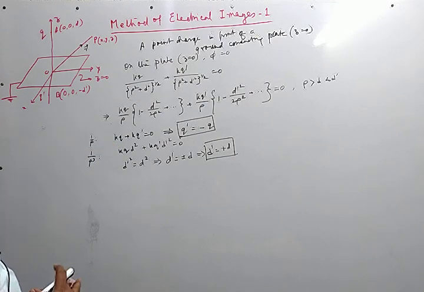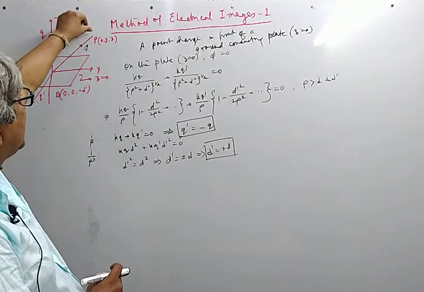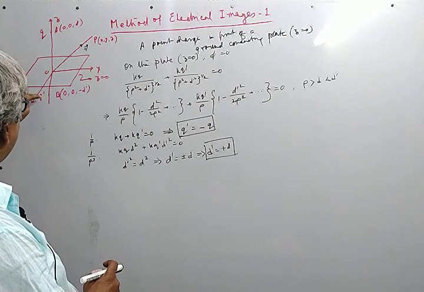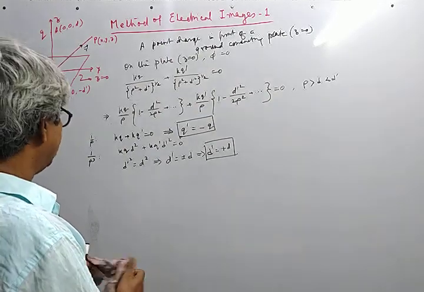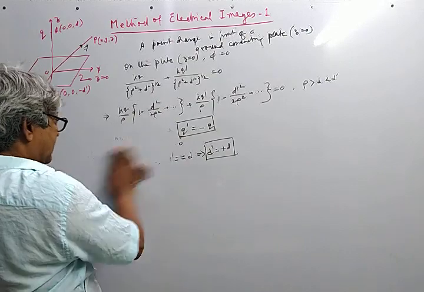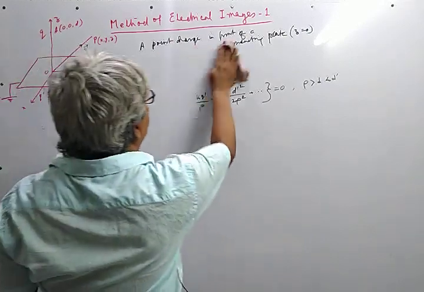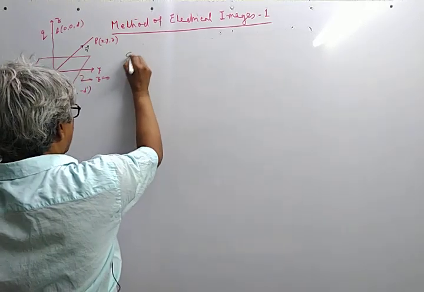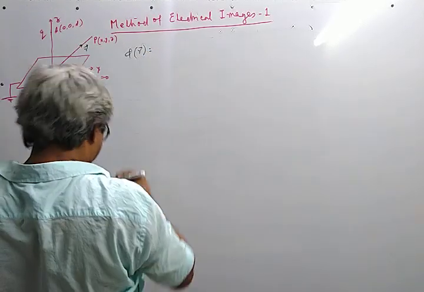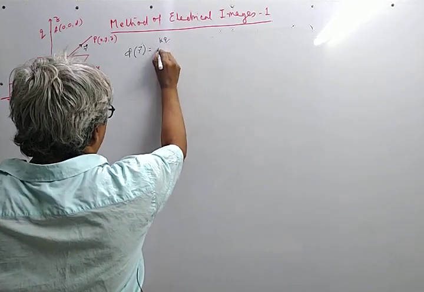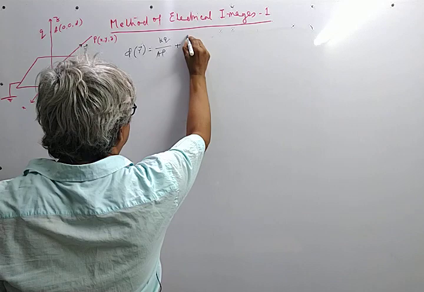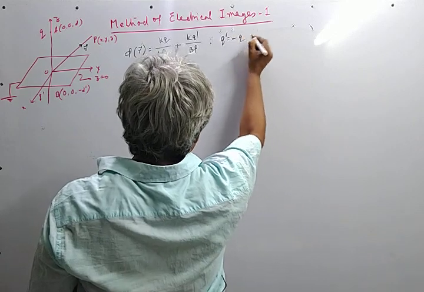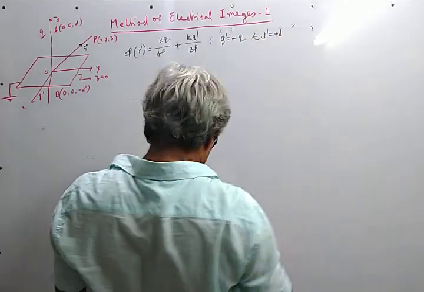Now the problem boils down to finding out the potential at this point due to the combination of charge q at A and charge minus q at B. So the general potential is, now with this knowledge of Q and Q prime, we come to the calculation of potential at R. It is KQ by AP plus KQ prime by BP, with Q prime is equal to minus Q and D prime is equal to plus D.